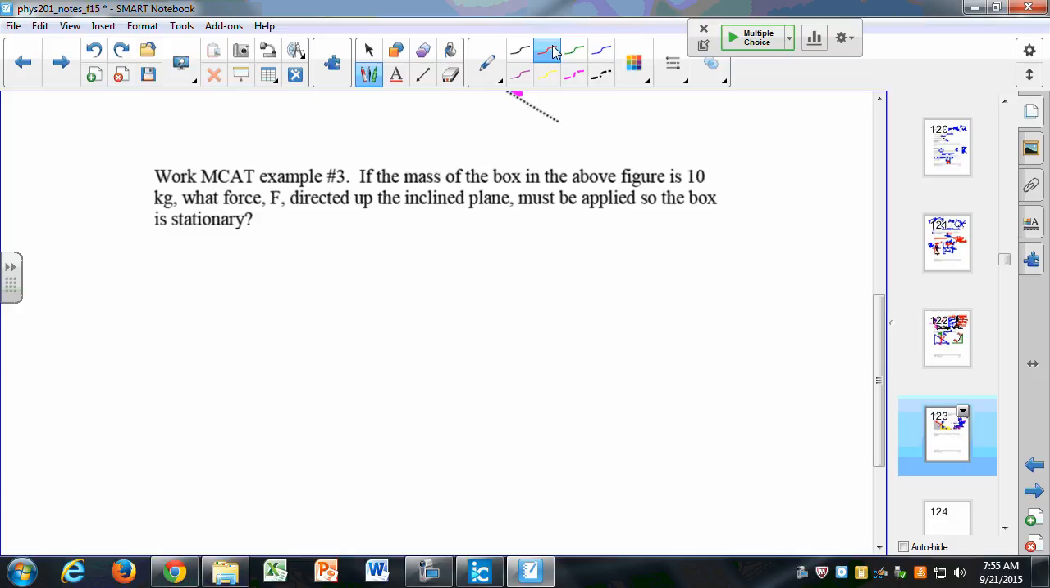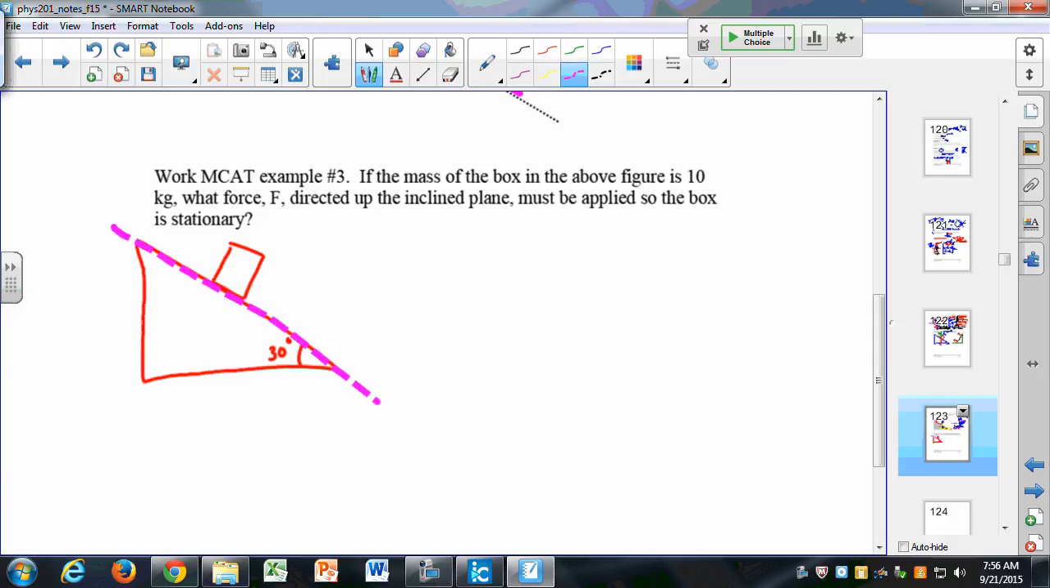So I'm going to redraw it. This is a 10 kilogram block. This is 30 degrees. I'm going to draw my coordinate system. There's my x-axis. There's my y-axis. Now I can draw my vectors. I have the weight, Fw. Remember, this is 60 degrees. I have my normal force, Fn. And then I have some force, F. And I want it to be such that this whole thing is stationary. So I've drawn my coordinate system. I've labeled my forces. Now let's resolve those vectors.